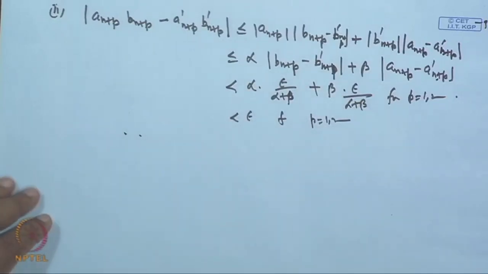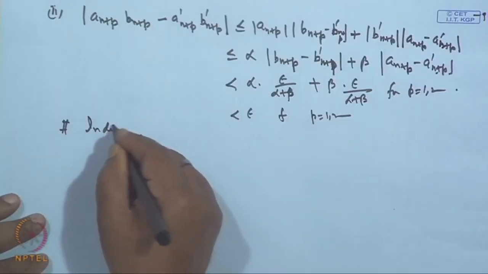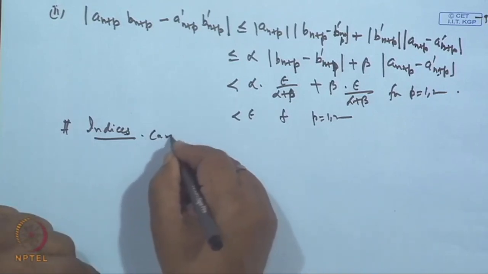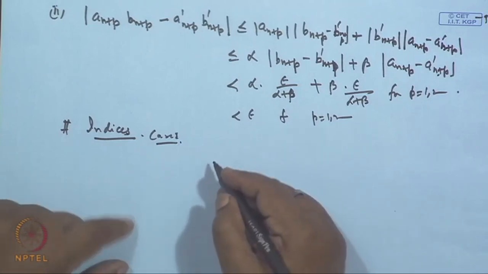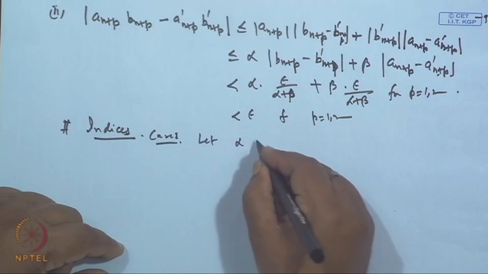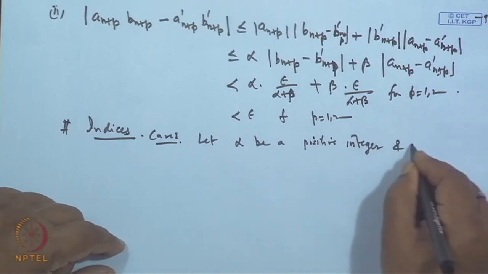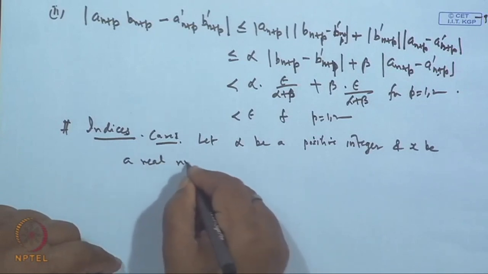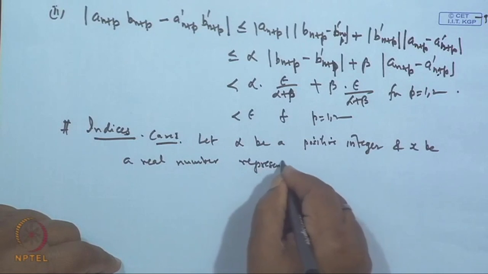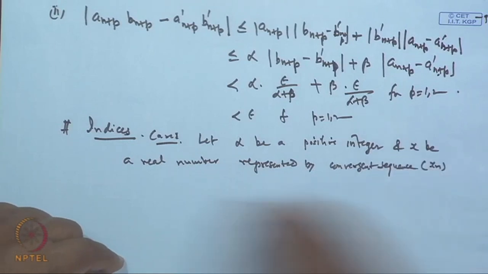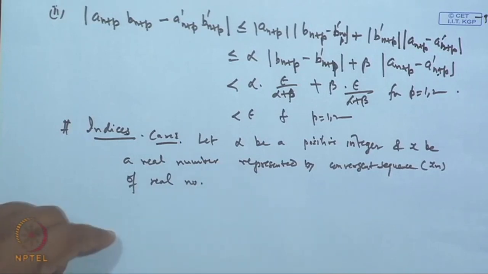Now, here one more point, the indices. Indices can also be defined in terms of the sequence of rational numbers. So, this is our indices. What is that? Suppose I take case 1: let alpha be a positive integer and x be a real number represented by a convergent sequence x n of real numbers.